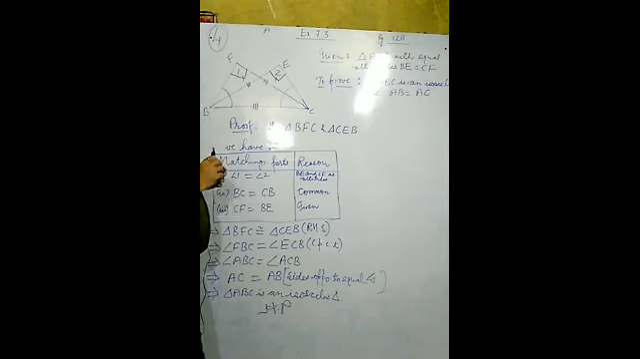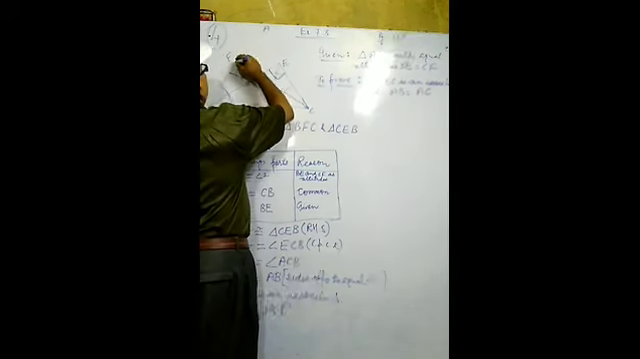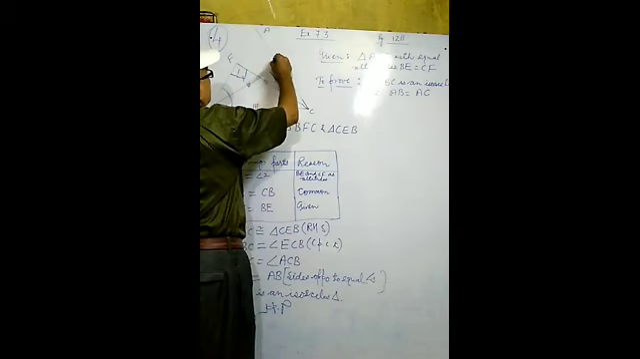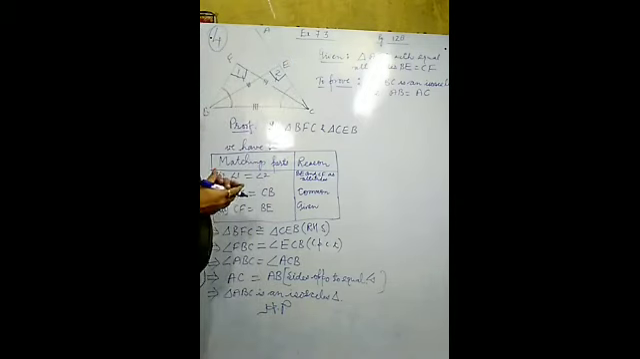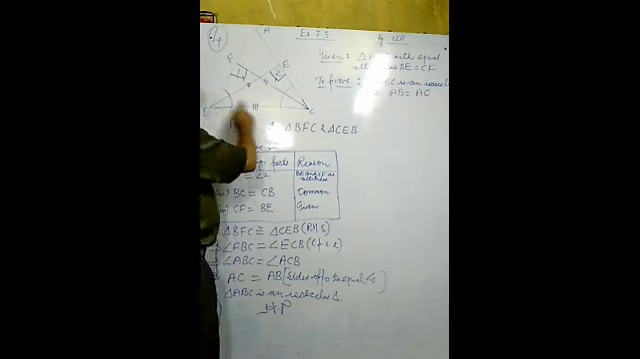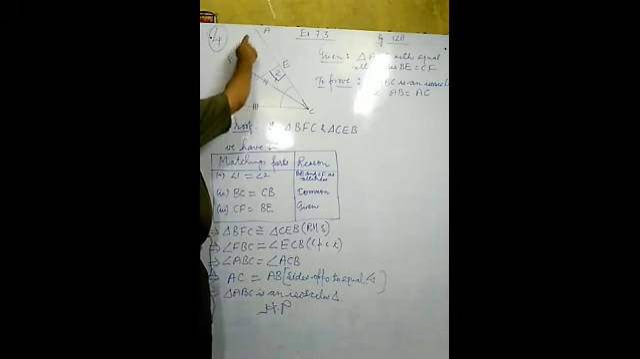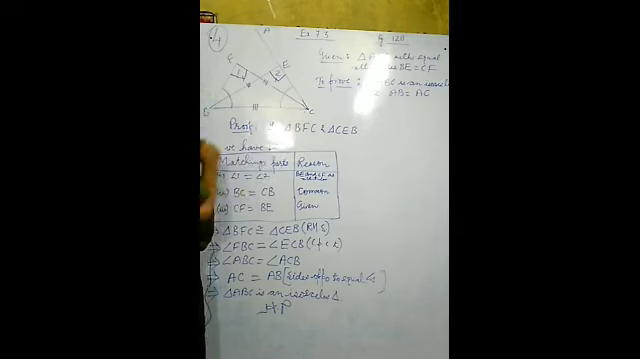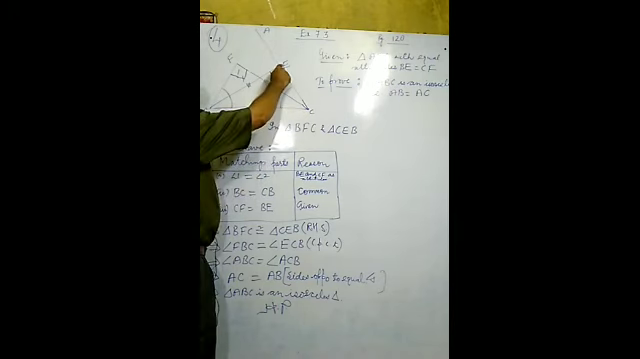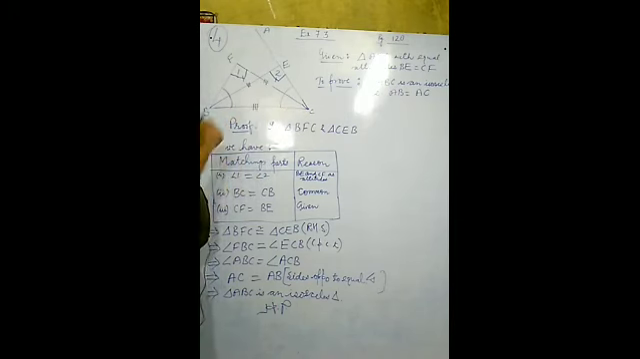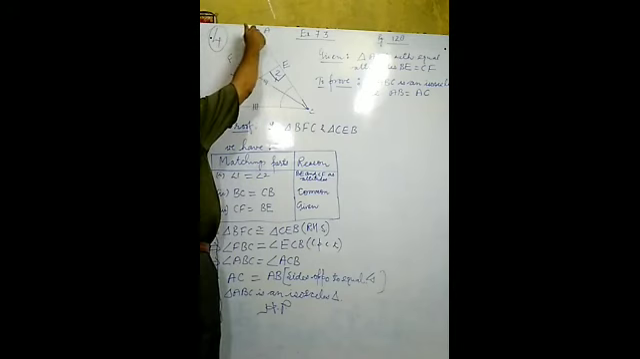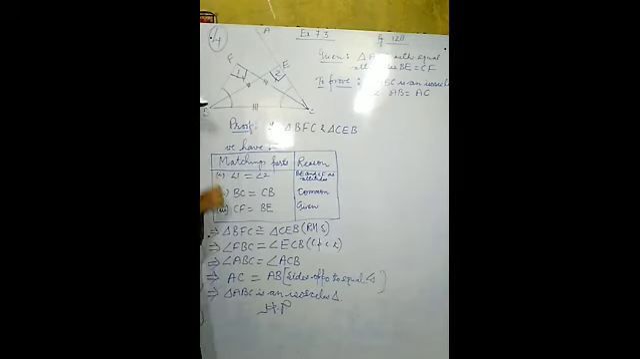Now consider the complete figure. This figure was up to there, now we have to take the complete figure. This angle FBC can be noted down as angle ABC. This angle ECB can also be noted down as angle ACB. The same thing is noted down here: angle ABC equals angle ACB.